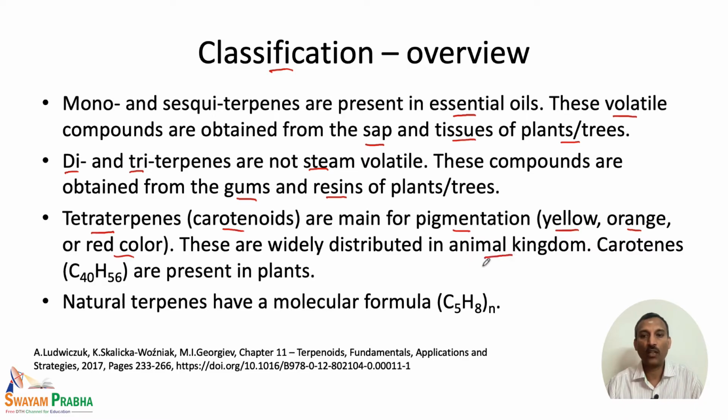And carotenes with the molecular formula C40H56 as the general formula, these compounds are present in plants. So some of the carotenoids are mainly present in the animal kingdom and a few carotenes are present in plants. And natural terpenes generally have a molecular formula (C5H8)n. So this is the general formula of terpenes.